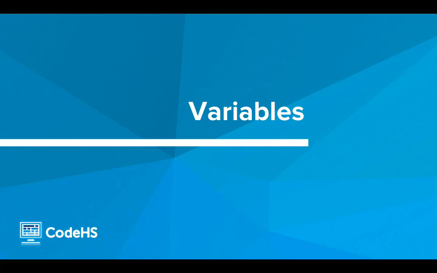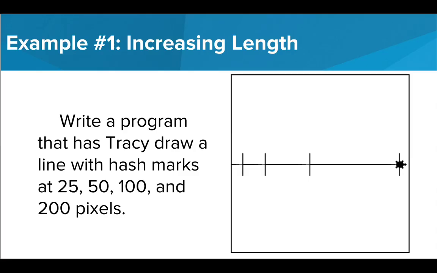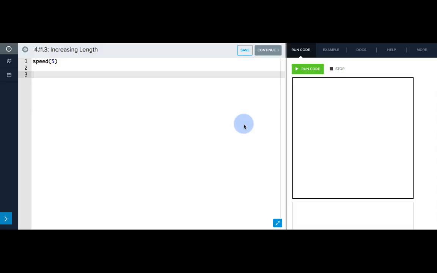Okay, let's take a look at an example using variables in the editor. In this example, we want Tracy to start at the left side of the screen and draw a horizontal line with hash marks at the 25, 50, 100, and 200 pixel positions. We can first set Tracy to the starting position on the left side of the canvas.